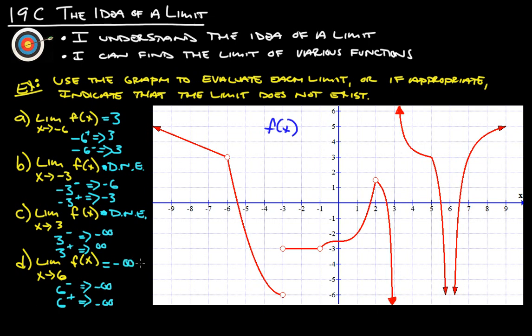Okay, that's it for 19C. You should now be able to say that I understand the idea of a limit, and also that I can find the limit of various functions.